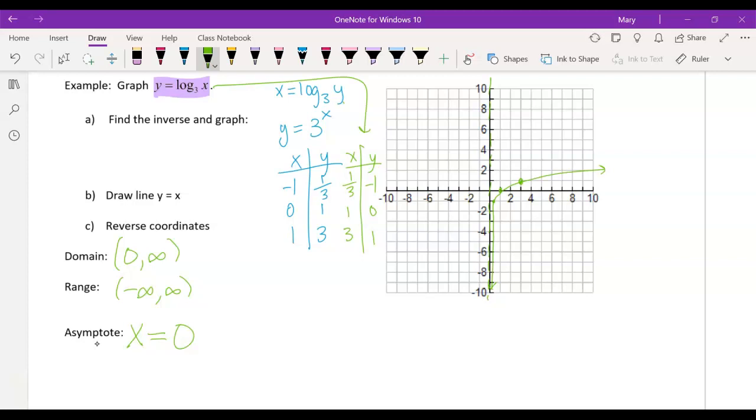Now, sometimes graphing the original exponential and then flipping it for the logarithm becomes cumbersome if there's a lot of other shifting involved and stretching.